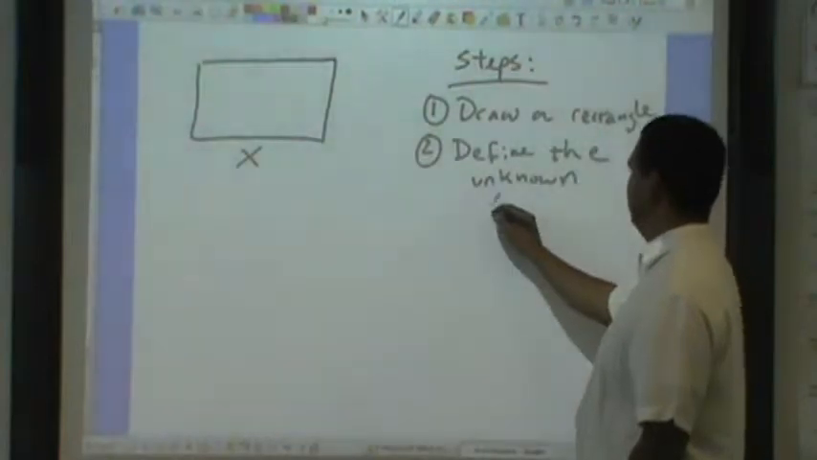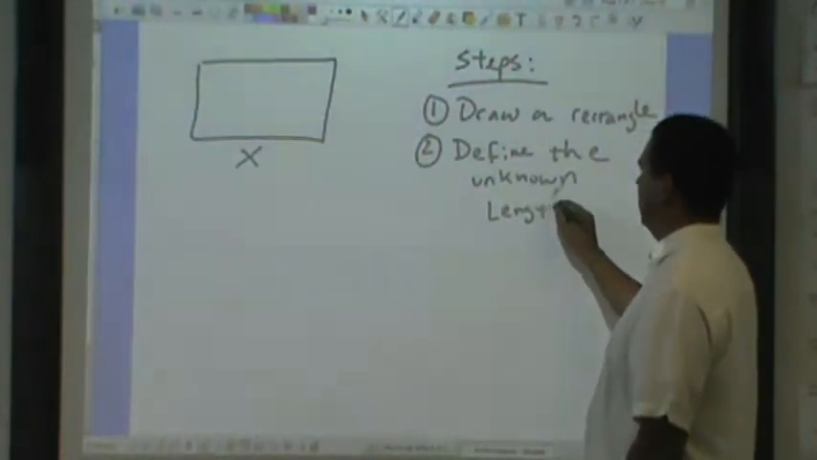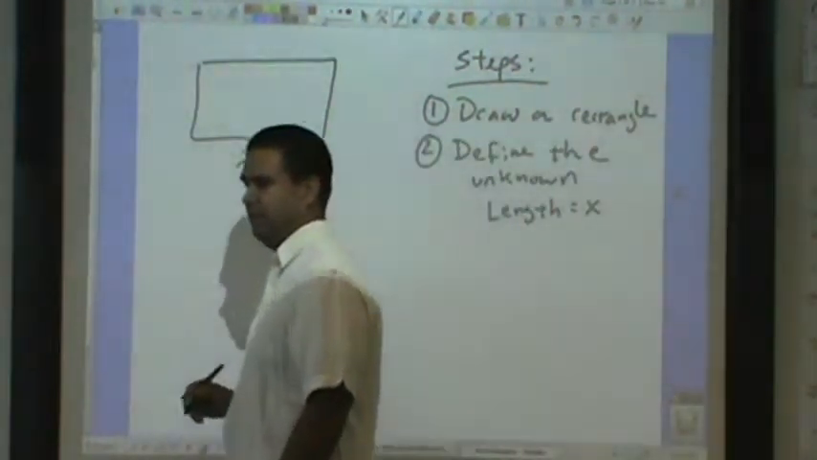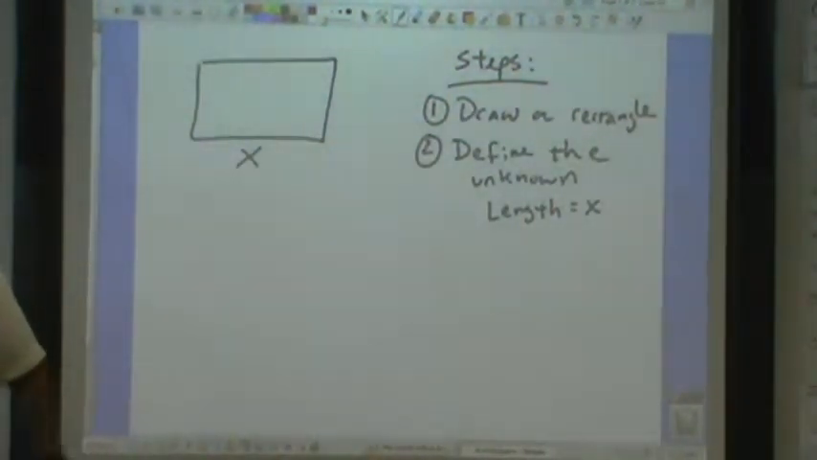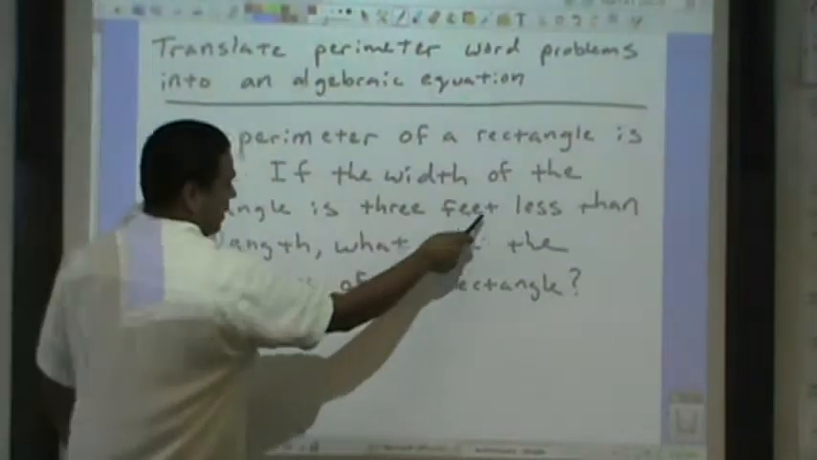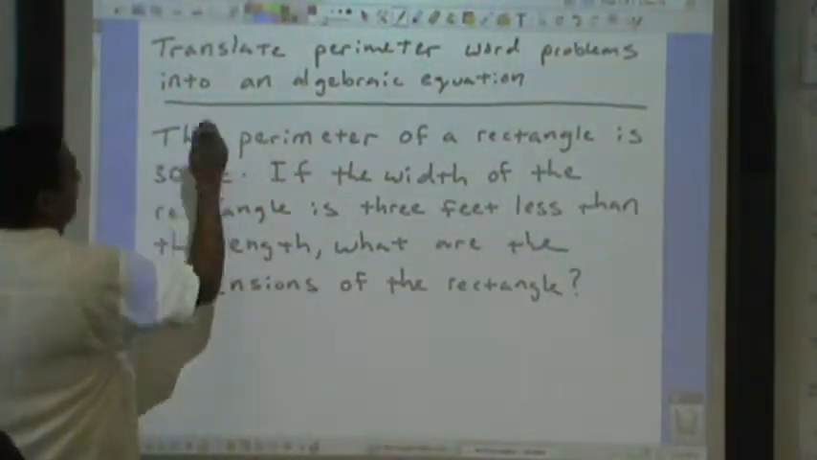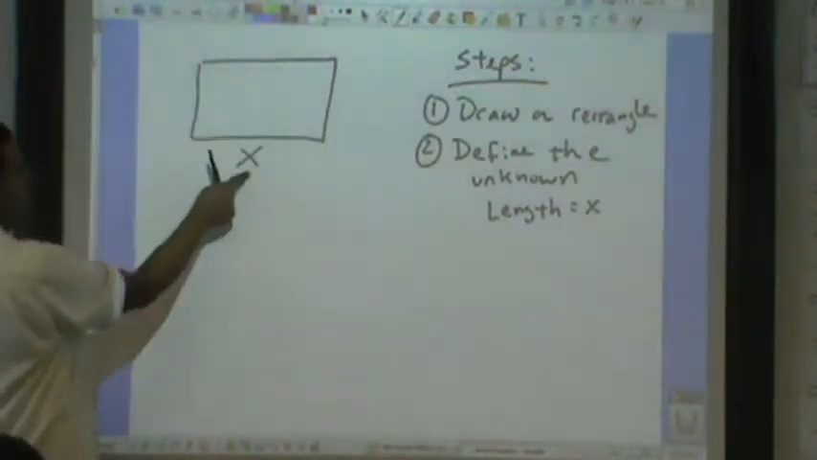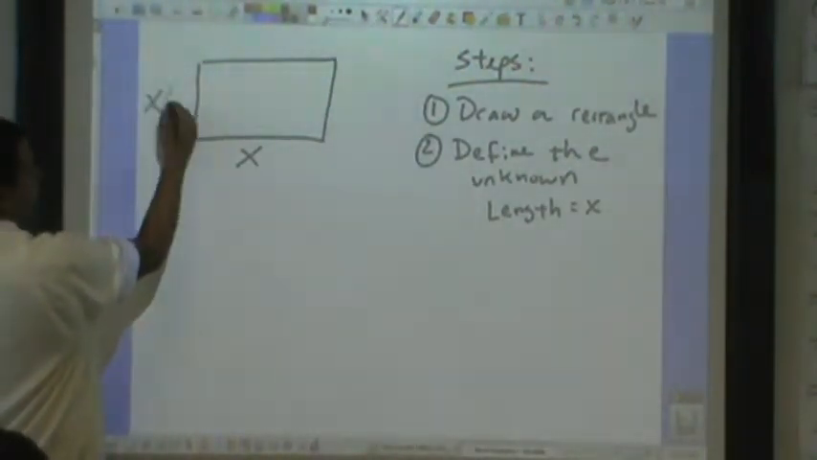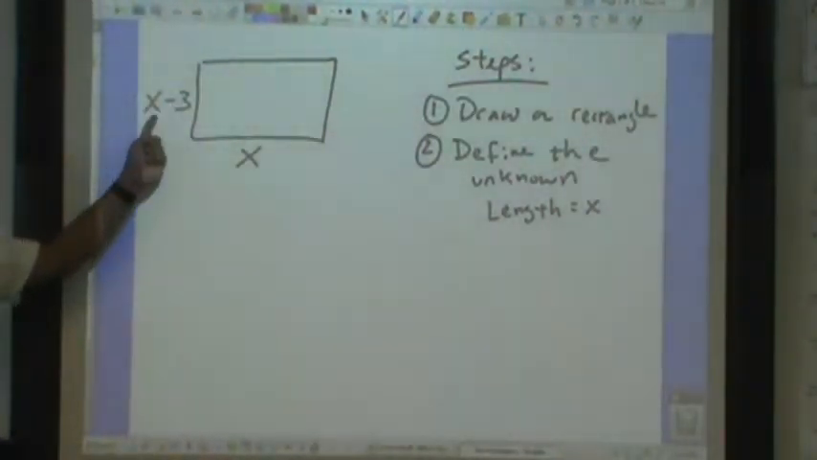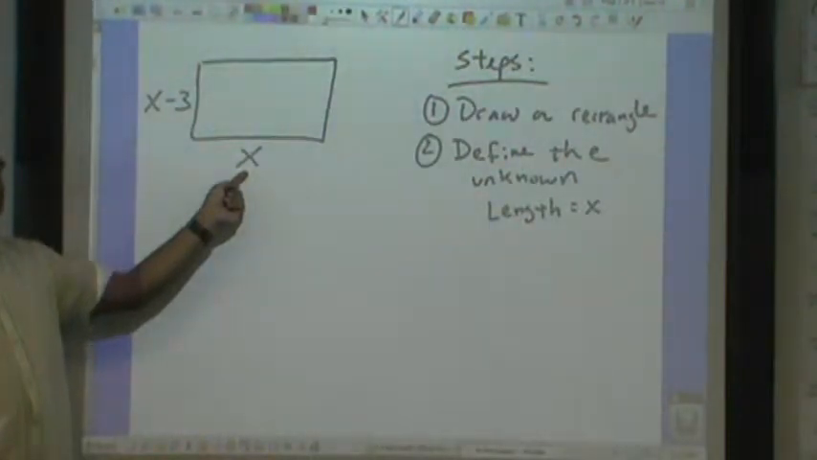We define the unknown, and we said our length is going to be our unknown variable x. Because we don't know what the length is, but we know what the width was. 3 feet less than the length. So how are we going to write that? 3 less than that. x minus 3. Very good. 3 feet less than the length. The length was x.